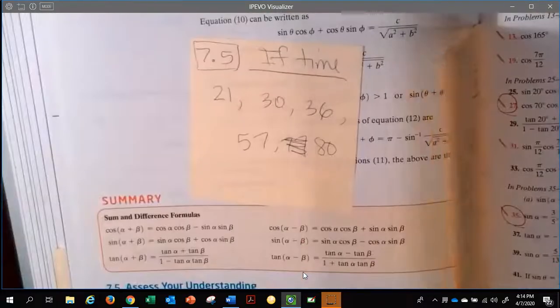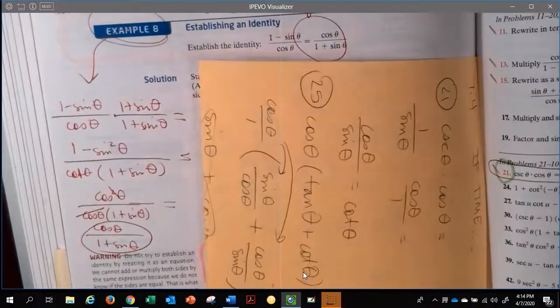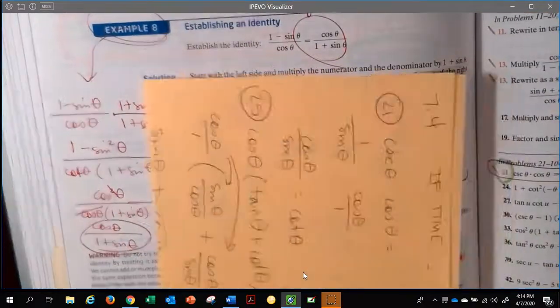And I think I've missed something. Hold on just a second. Let me go back and look at the, yep, I forgot to tell you something.